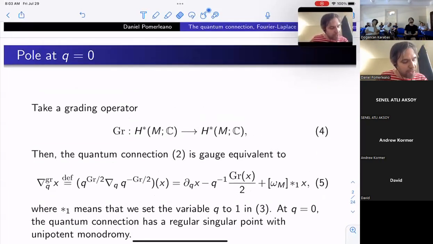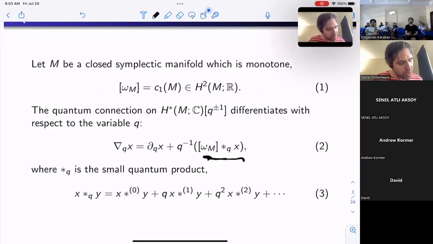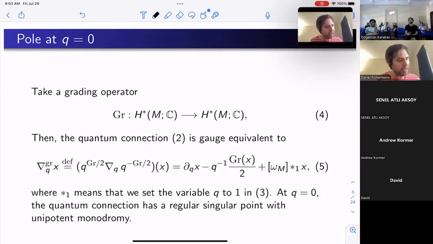If you look at this connection, you see the Q to the -1 part, and you think maybe it has a pole of some kind at Q equals 0. But it's not so clear what's going on because of this additional Q dependence of the product. So there's a way to simplify the connection a little bit.